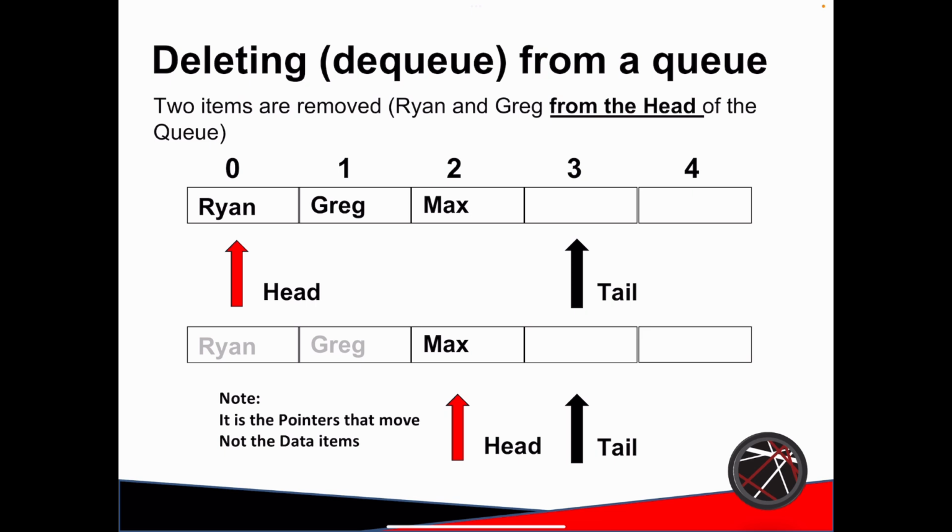Notice, though, that the Ryan and Greg data is technically still there in the queue. It's not necessarily been actually removed. And also what we've got here is available space. Okay, so I'm hoping you can see that there's a problem there, that we're actually losing capability within the structure.